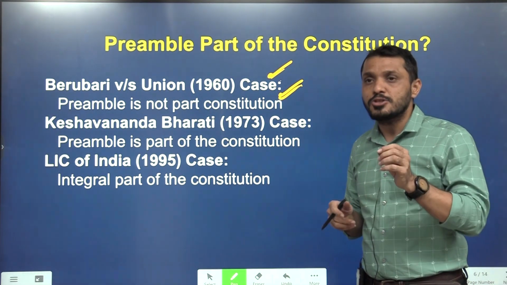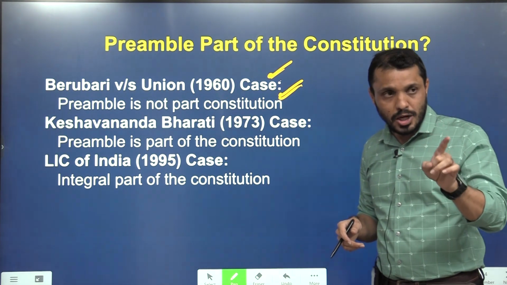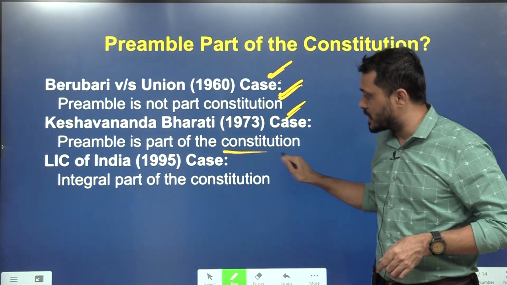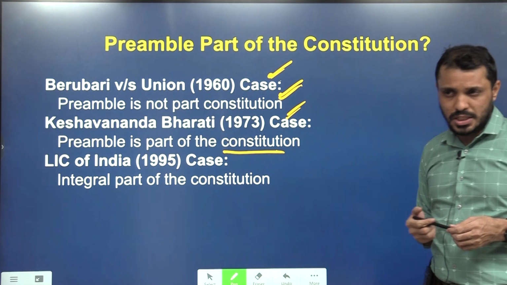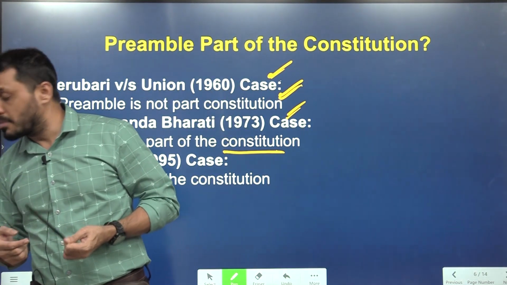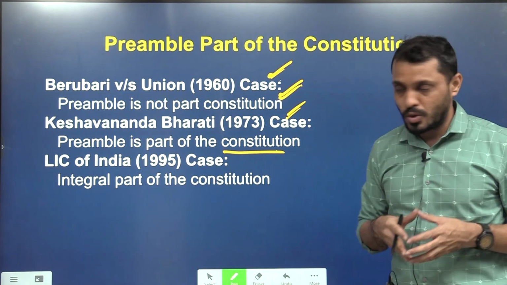In the Berubari case, the Supreme Court clarified that if you are giving away any particular land to other countries, a Constitution Amendment is required. Then in the Kesavananda Bharati case, the Supreme Court said that whatever is mentioned in the preamble is part of the Constitution, because the preamble reflects the ideology and philosophy of the Indian Constitution.